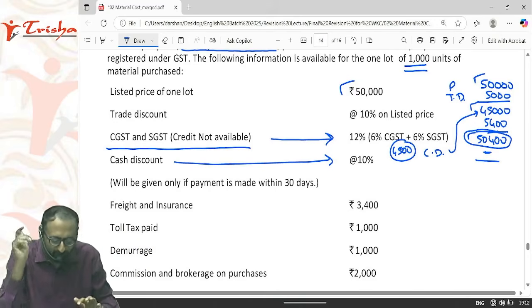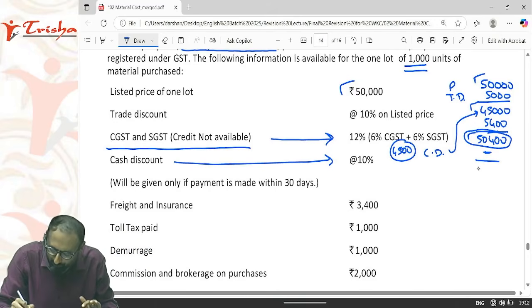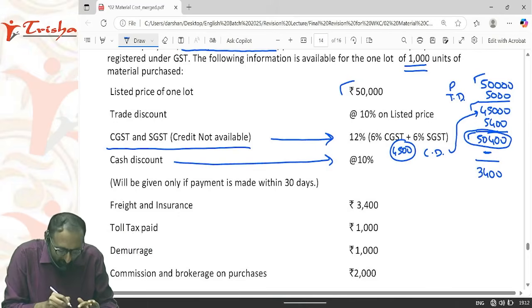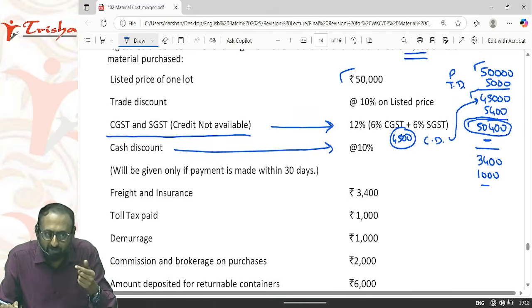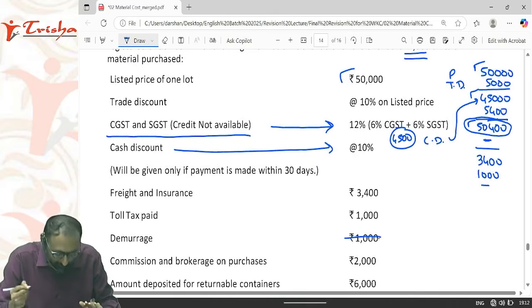Next item, sir. Fast answer. Freight insurance. Will you add? Okay, sir. Next, Sirji, please tell me toll tax. Will you add? 1,000. Added, Sirji. Demerge. Not to be added. Why? Financial, not fine and penalty. Abnormal item. You will have to transfer it to costing P&L. Okay. Commission, normal or abnormal, sir? Normal. Commission will be added.